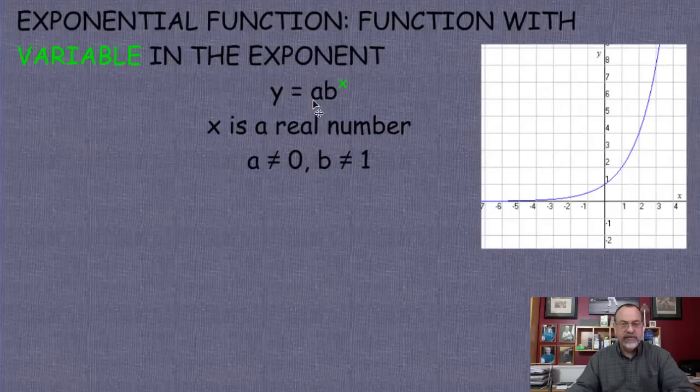So y equals a times b to the x, this is the algebraic representation of an exponential growth, so we're going to need to determine the value of a and then the value of b. That's going to be our task. As we look at the graphical representation of that, this is what an exponential growth looks like.